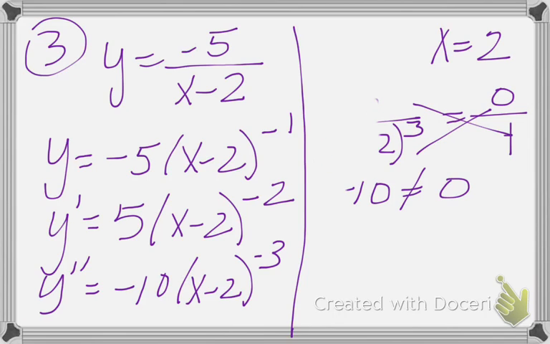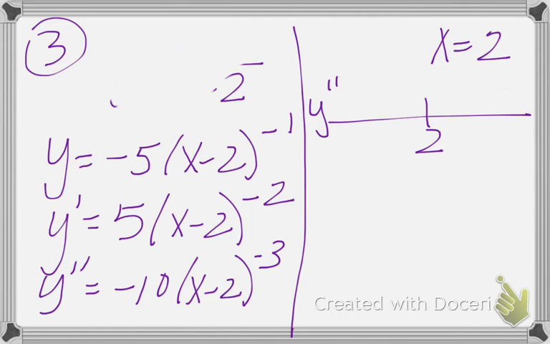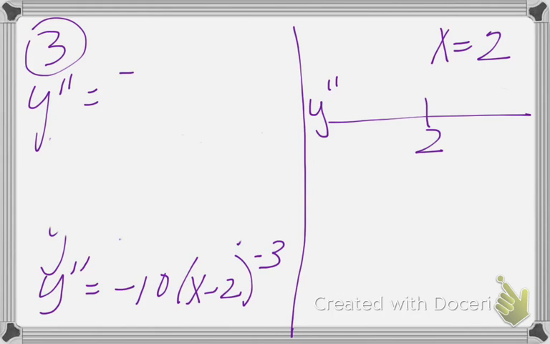but we need to see if it's concave up or concave down. So we're going to make our wiggle graph. So remember, that's for the second derivative, and the only number that we know is a problem is 2. So let's put 2 on there. So this is our second derivative. I'm just going to make some room here. And I'm going to rewrite our second derivative a little nicer. So it's negative 10 over x minus 2 to the third power.